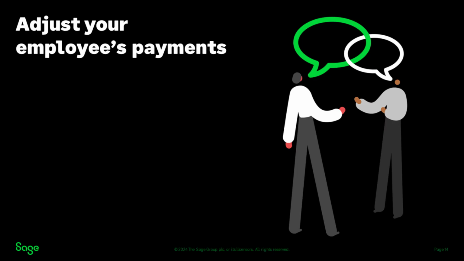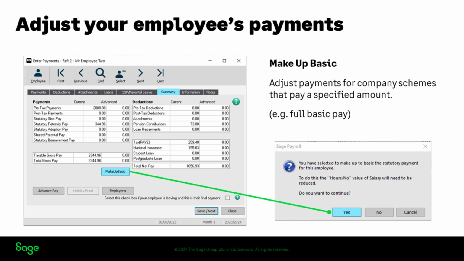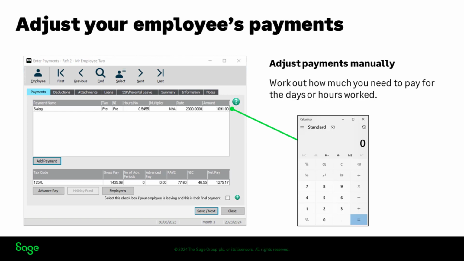Perfect. And I'm just going to pop back to the slides and go over a little bit of what we did there with adjusting your employees' payments. So we first looked at Makeup Basic for scenario 1, where my company policy required me to actually top up that paternity pay to their full wage. We then looked at adjusting your payments manually.